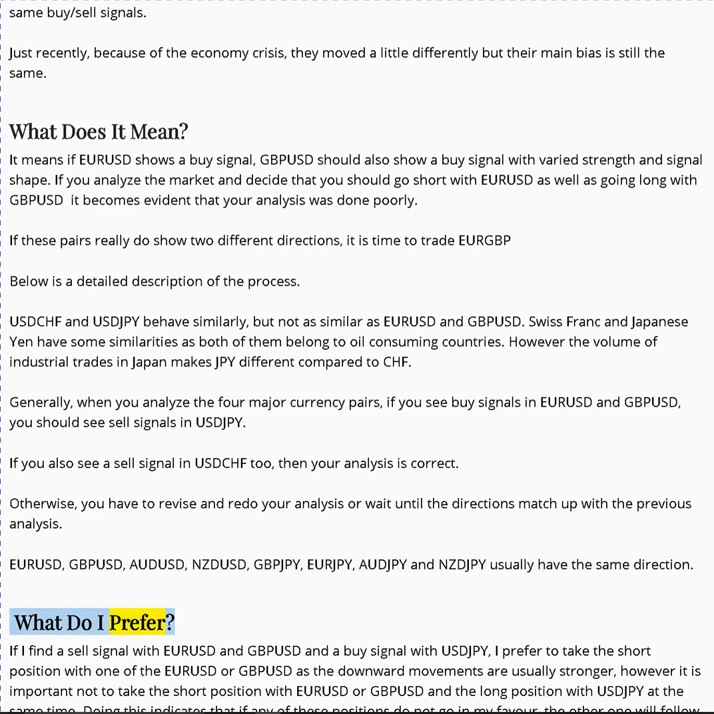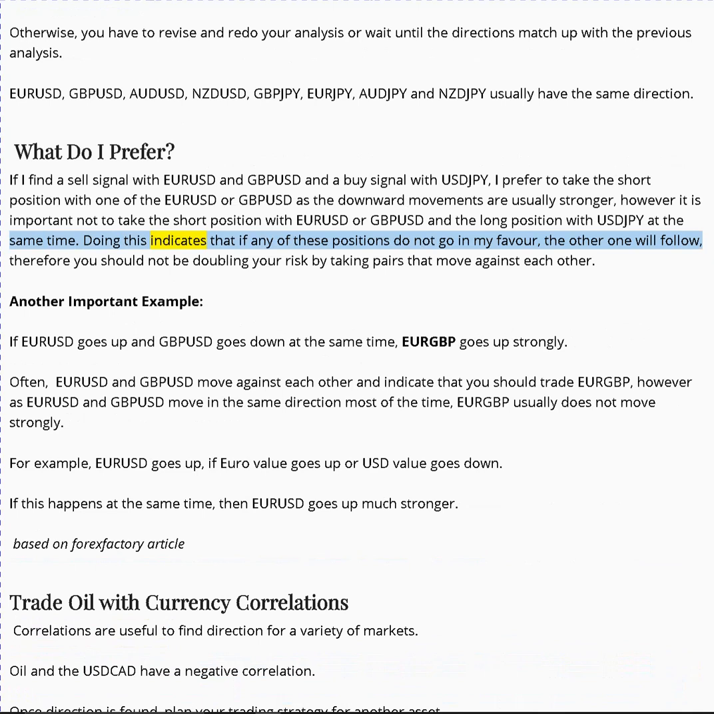What do I prefer? If I find a sell signal with EURUSD and GBPUSD and a buy signal with USDCHF, I prefer to take the short position with one of EURUSD or GBPUSD, as the downward movements are usually stronger. However, it is important not to take the short position with EURUSD or GBPUSD and the long position with USDCHF at the same time. Doing this indicates that if any of these positions do not go in my favor, the other one will follow. Therefore, you should not be doubling your risk by taking pairs that move against each other.